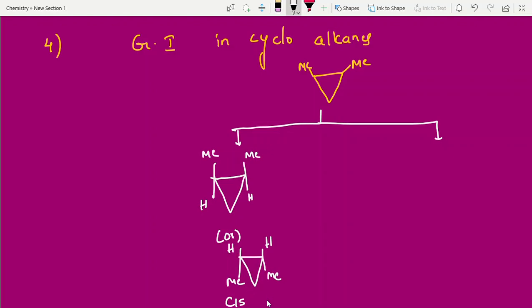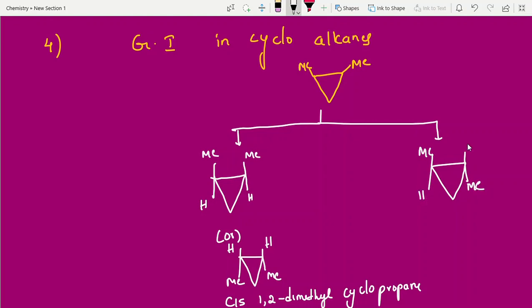Cis 1,2-dimethyl cyclopropane. Can you write trans, students? Can you write trans? Okay. Trans opposite, no? So write your substituents, methyl groups, exactly opposite. Hydrogen. Hydrogen. This is what we call trans.